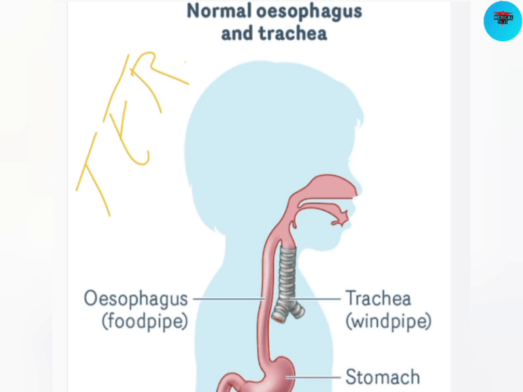So here you can see this is the pharynx, a common tube for both the trachea and esophagus. Then this is the trachea and this is the esophagus. But in this patient, what happens? The ridge which separates the trachea and esophagus is not formed, or it forms but abnormal development occurs. So a connection between these two is occurring.